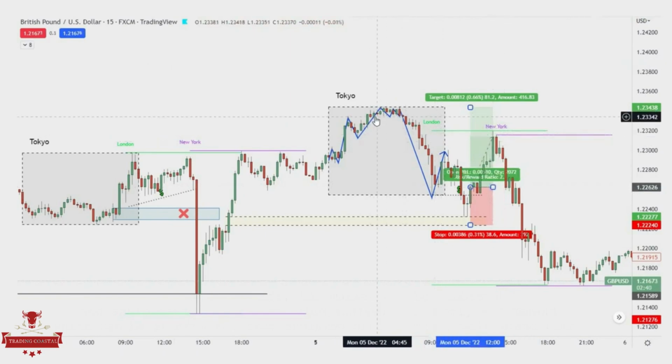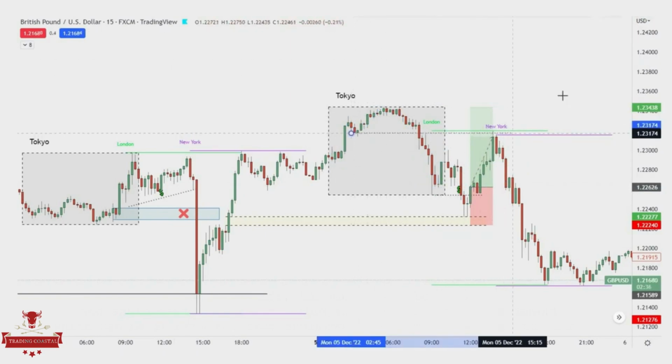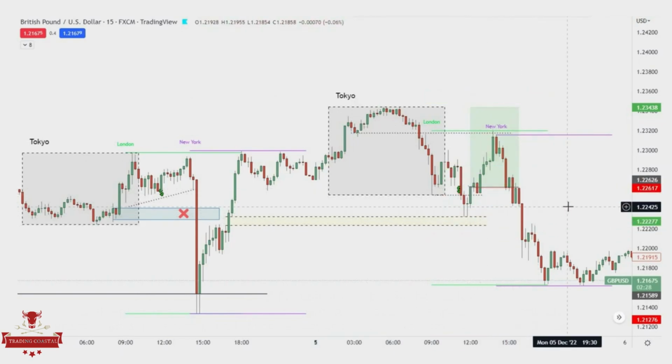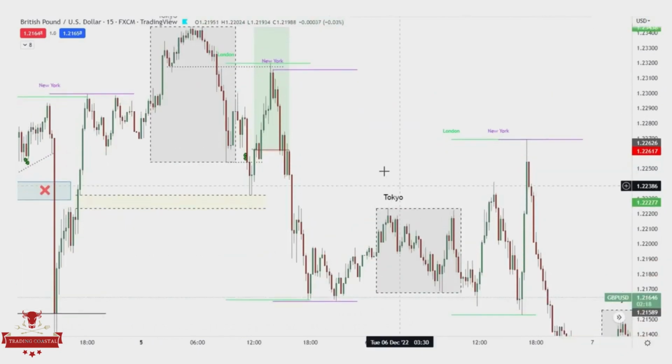The final target could have been the Tokyo high, so when I see it in retrospect, I assume that I would close the trade partially or at break even. Let's continue to the next day.